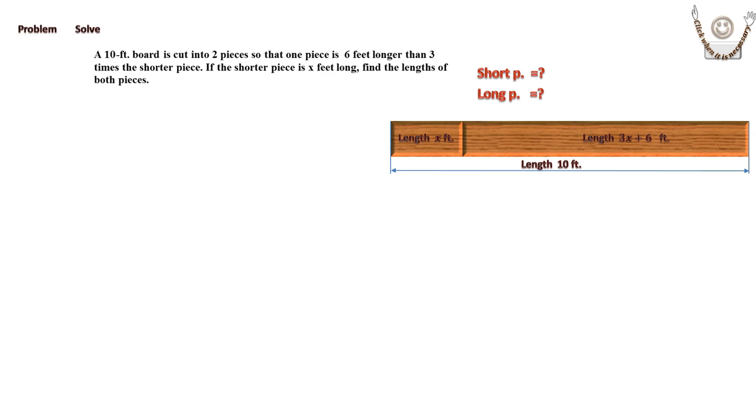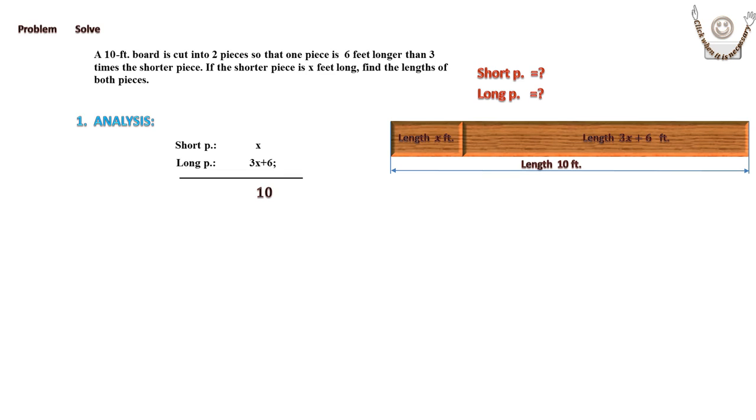A 10 feet board is cut into 2 pieces, so that one piece is 6 feet longer than 3 times the shorter piece. If the shorter piece is x feet long, find the length of both pieces. So we are looking for the length of the short piece, and we are looking for the length of the long piece. Analysis. What do we know?